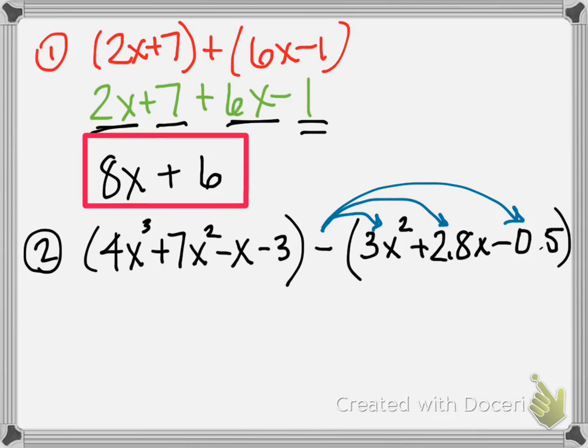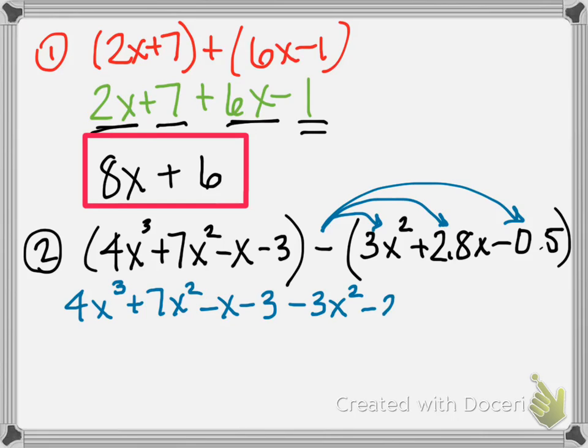The first set of parentheses I can just drop, 4x to the third plus 7x squared minus x minus 3. And now here, my 3x squared becomes negative 3x squared. The plus 2.8x becomes negative 2.8x. And the minus 0.5 becomes plus 0.5.